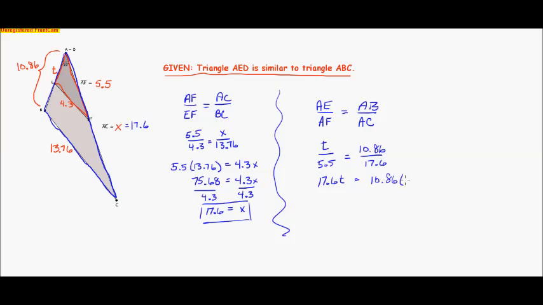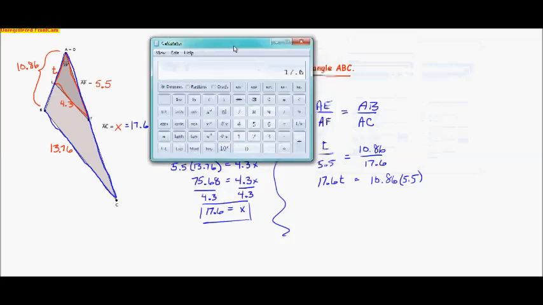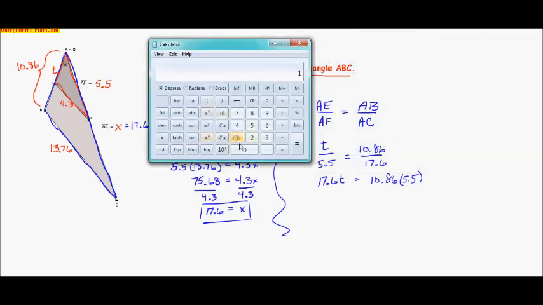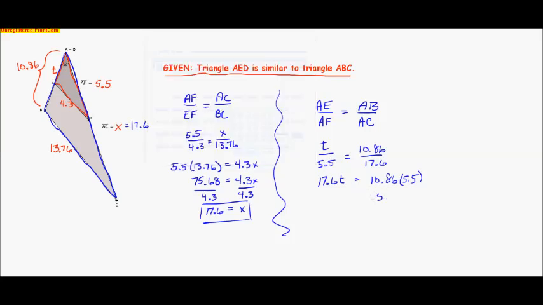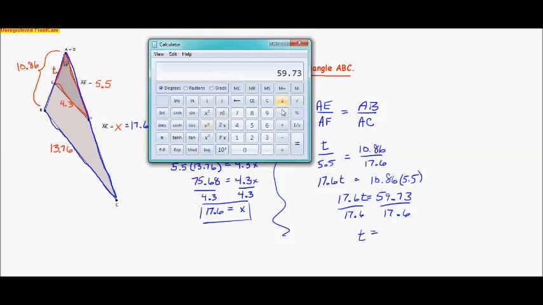times the 5.5. So I need to get out my calculator again, move that over here this time, and I need to multiply 10.86 times 5.5. I get 59.73. All right. And bring this down. There's a T there. I need to divide both sides by 17.6, just like I've done in all the other examples. And that should give me an answer here as soon as I divide.